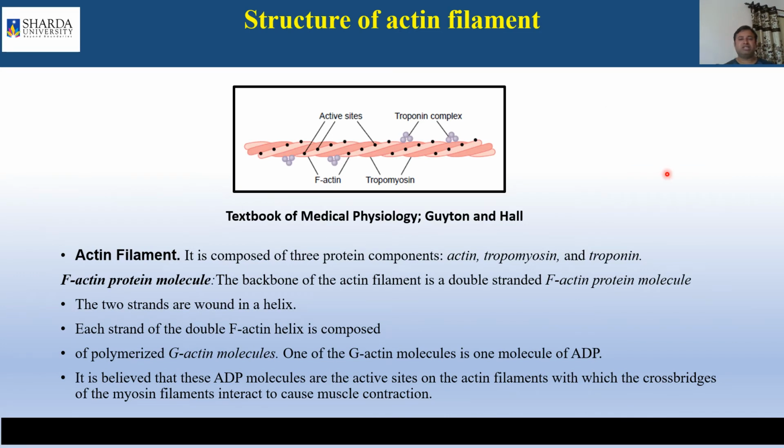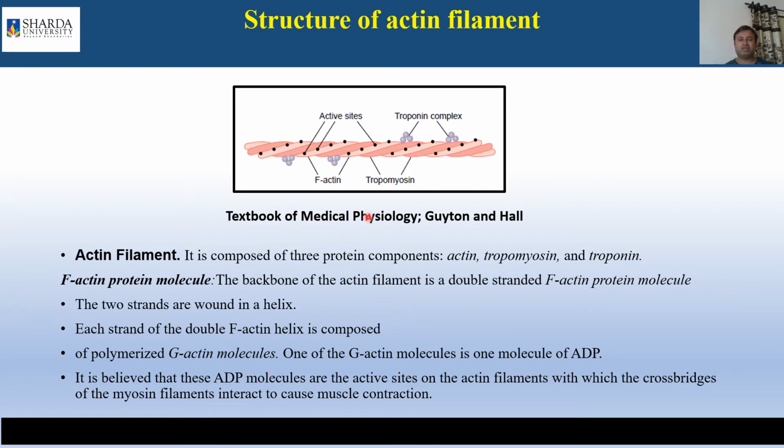Now we will discuss the structure of the actin filament. The actin filament basically has 4 components. One is F-actin, second tropomyosin, third the troponin complex, and fourth the active sites. First we will discuss F-actin. This F-actin has a double helical structure, like DNA. Each strand of the double F-actin helix is composed of polymerized G-actin molecules.